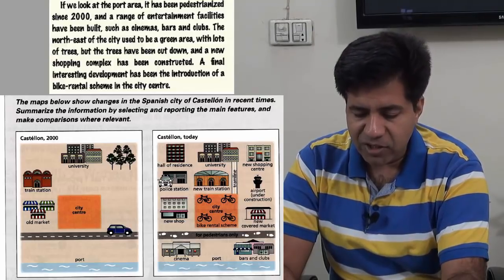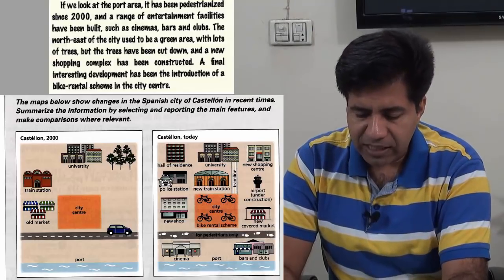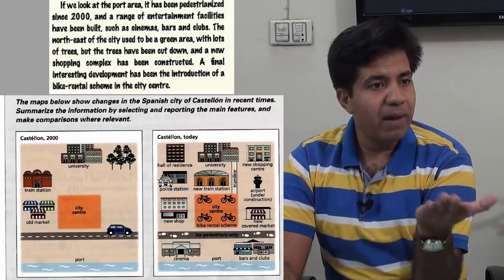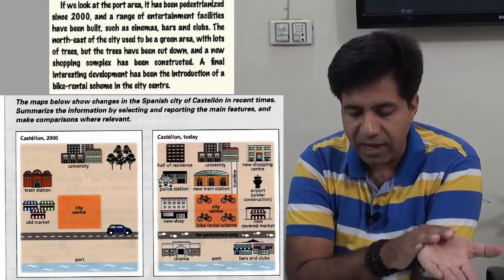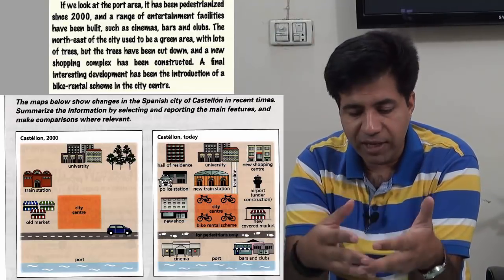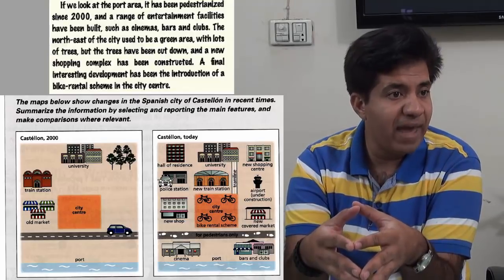A final interesting development has been the introduction of a bike rental scheme in the city center. Bike rental means you can get a bike on rent and it's just there. Is that clear? So this is how you can write a report if there is a map, and usually the maps are about a city.